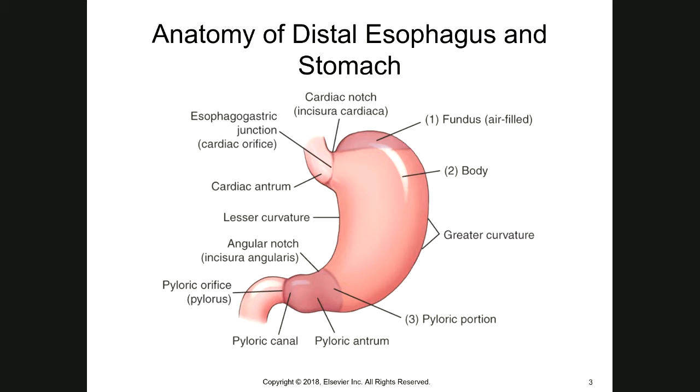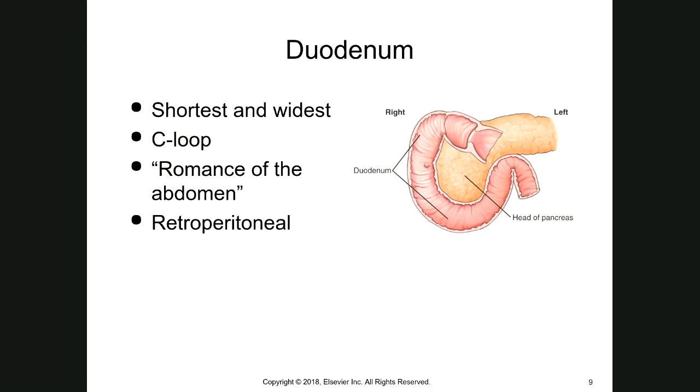All right, now we're going to go from the stomach into the duodenum, okay? And this is on 456. We've talked about the fact before that the duodenum is the shortest segment of the small intestine. It's only about 10 inches, but it is also the widest portion of the small intestine. It does form a C loop like we've discussed before. You can see this C shape here. And remember, we said that it kind of hugs the head of the pancreas here in that C loop, and they reference that as the romance of the abdomen.